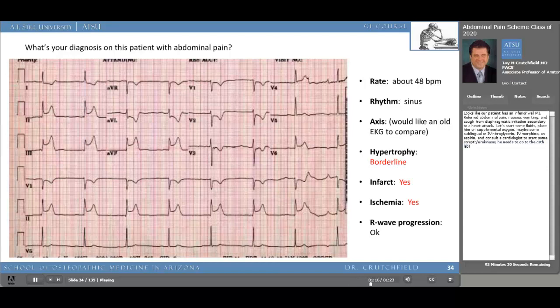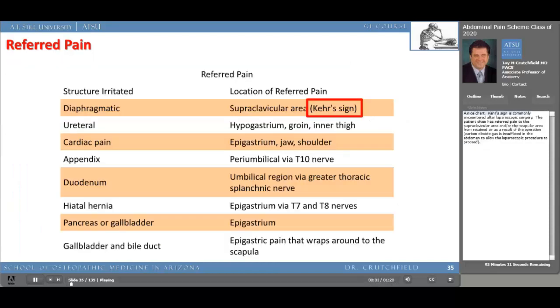So here's a nice chart that summarizes some of those areas where referred pain is most commonly seen. Kehr sign is commonly encountered after laparoscopic surgery because carbon dioxide gas is used to insufflate and distend the peritoneal cavity so the surgeon can see what he's doing. If that carbon dioxide isn't completely evacuated at the end of the procedure, the patient often wakes up and complains of pain in the right supraclavicular area and around to the scapula and the inferior point of the scapula.